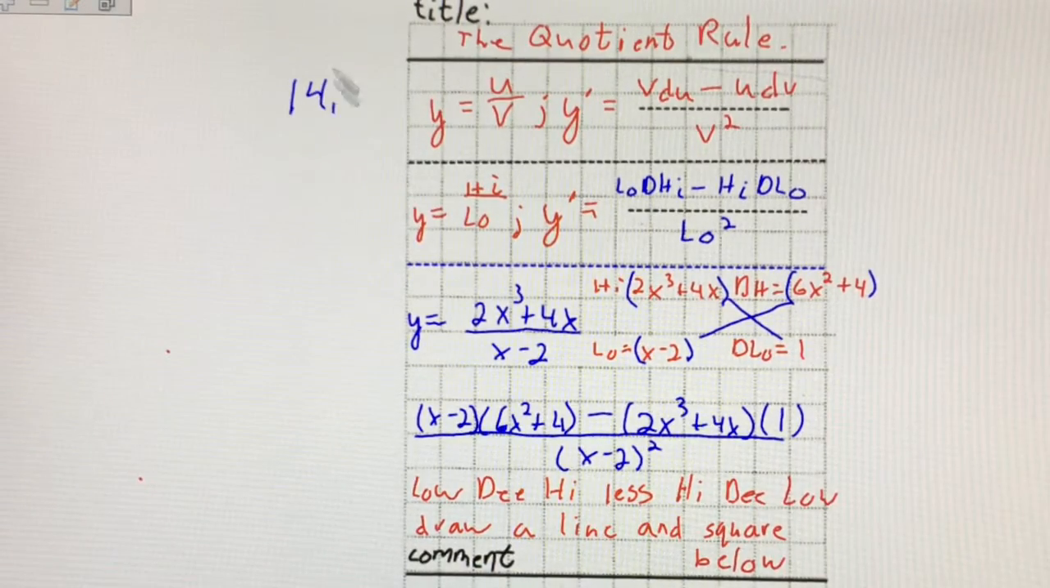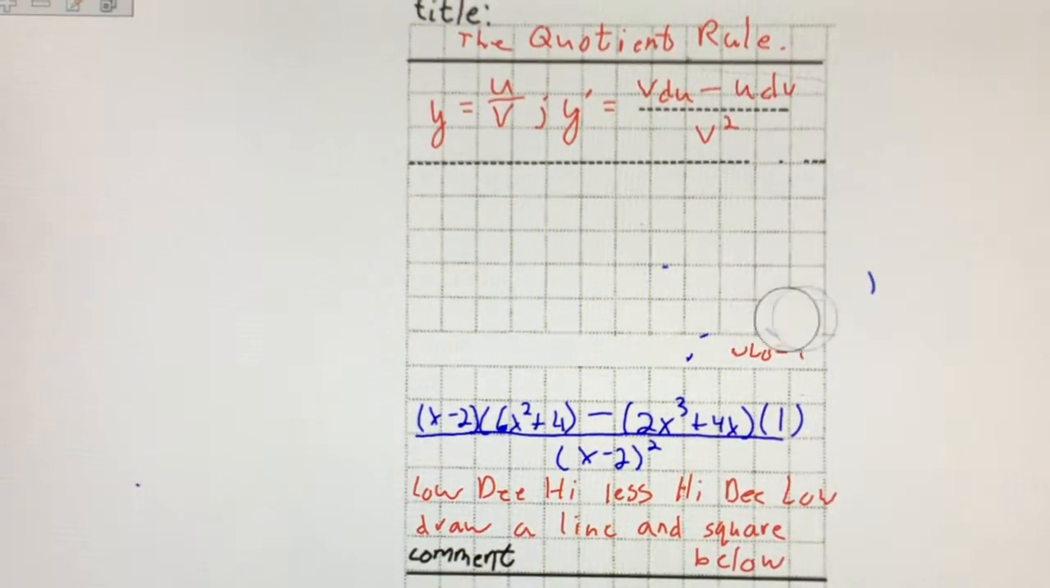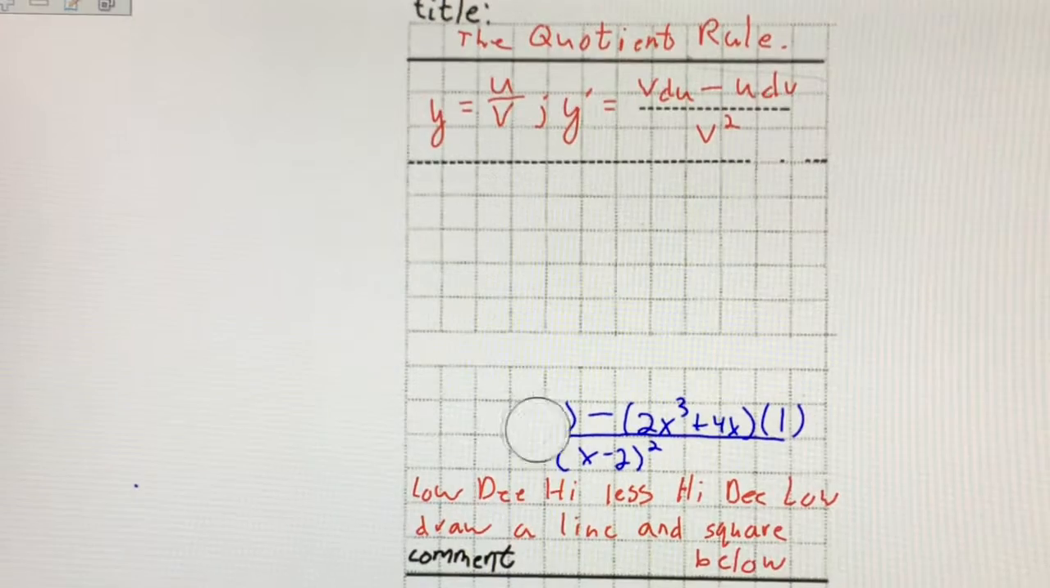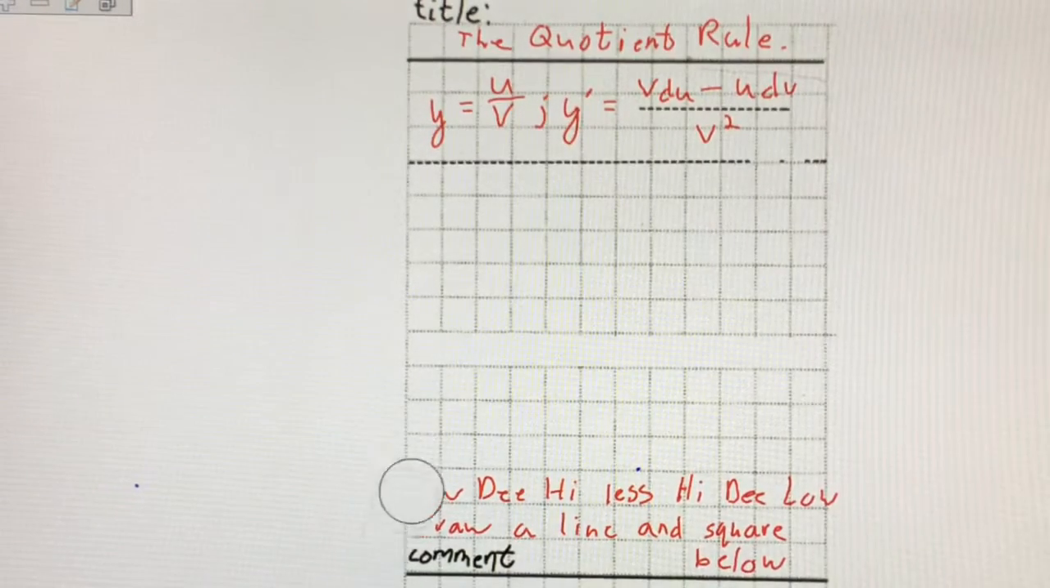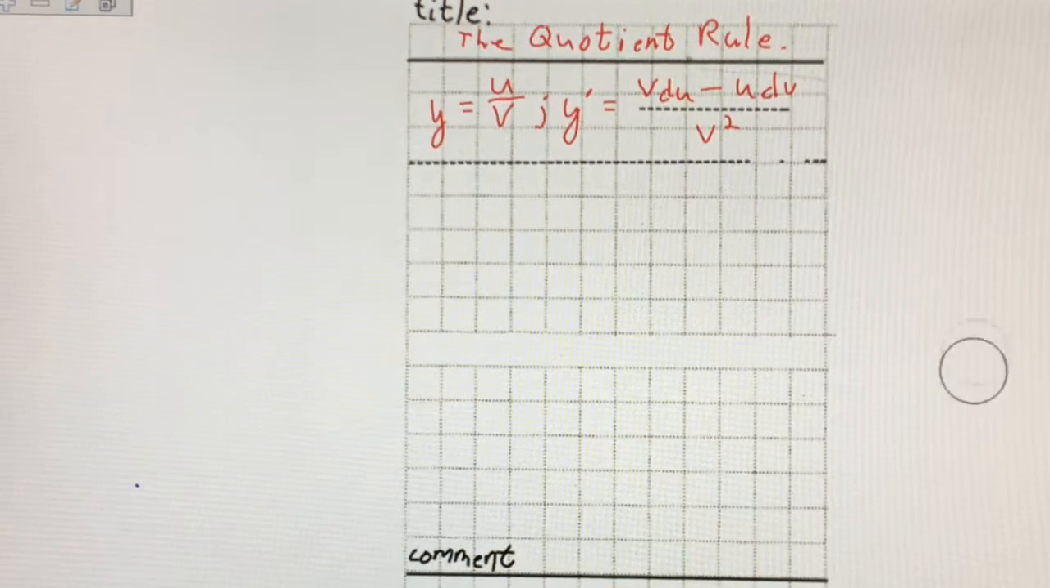All right, this is page 14. It's the fourth rule of derivatives. It's called the quotient rule. In all honesty, this one looks really complicated, but once you've set up the template and do your crisscross applesauce, it sort of falls into place. And it has a little song with it. Low D high, less high D low, draw a line and square below.